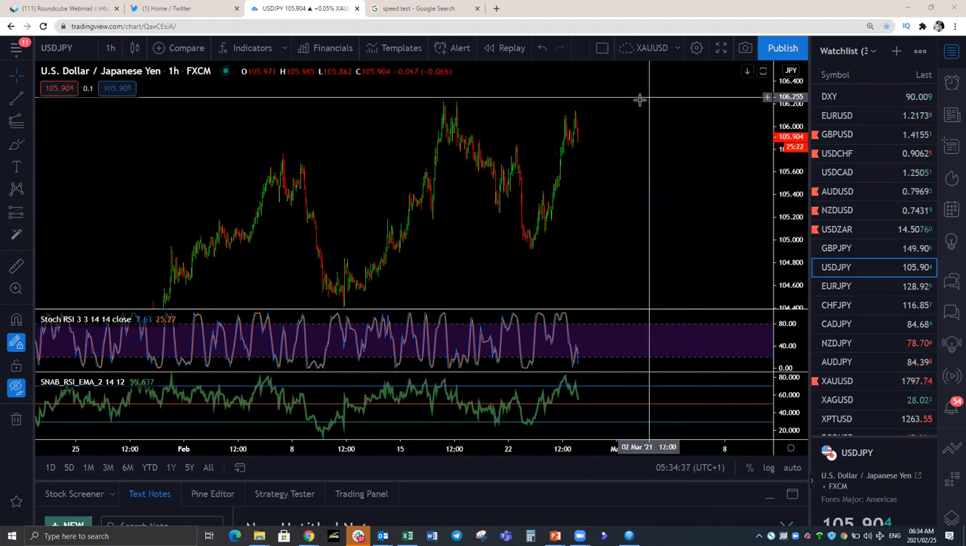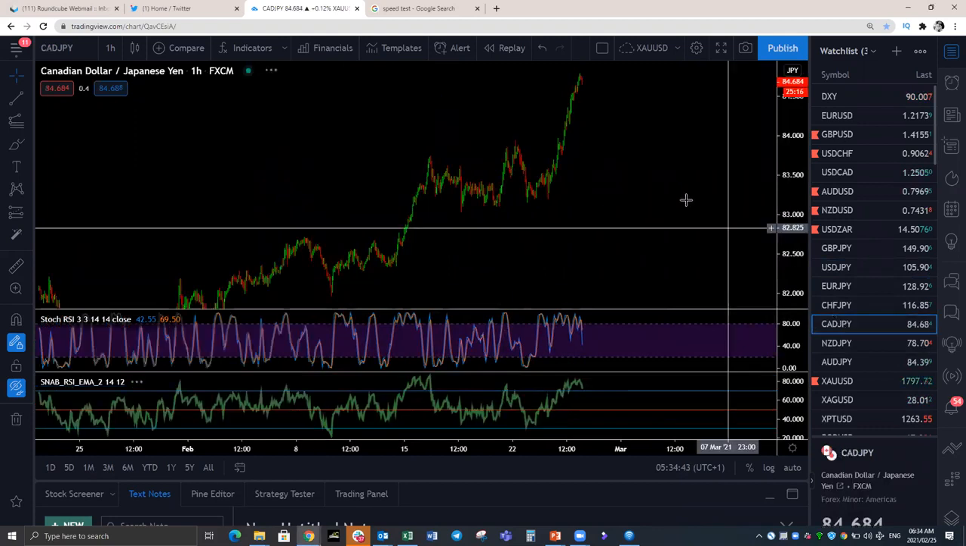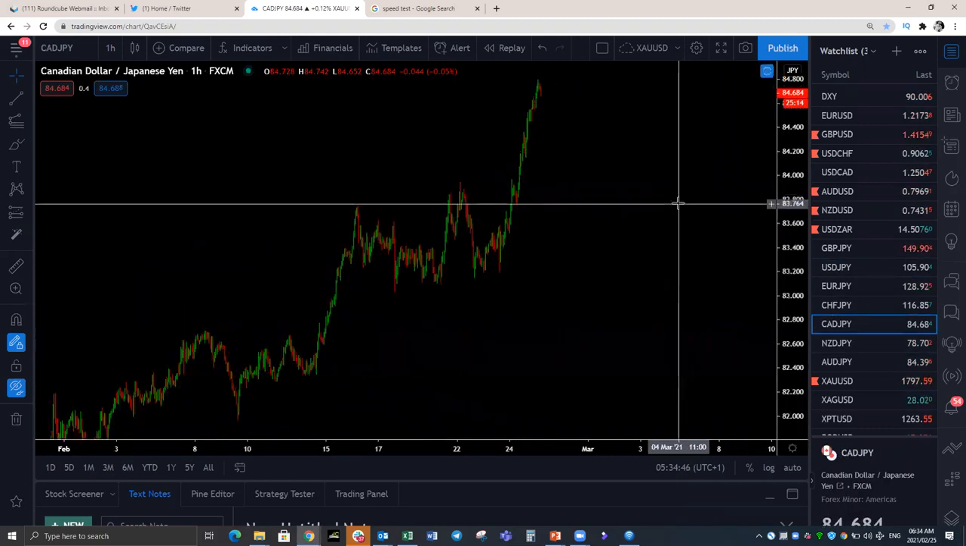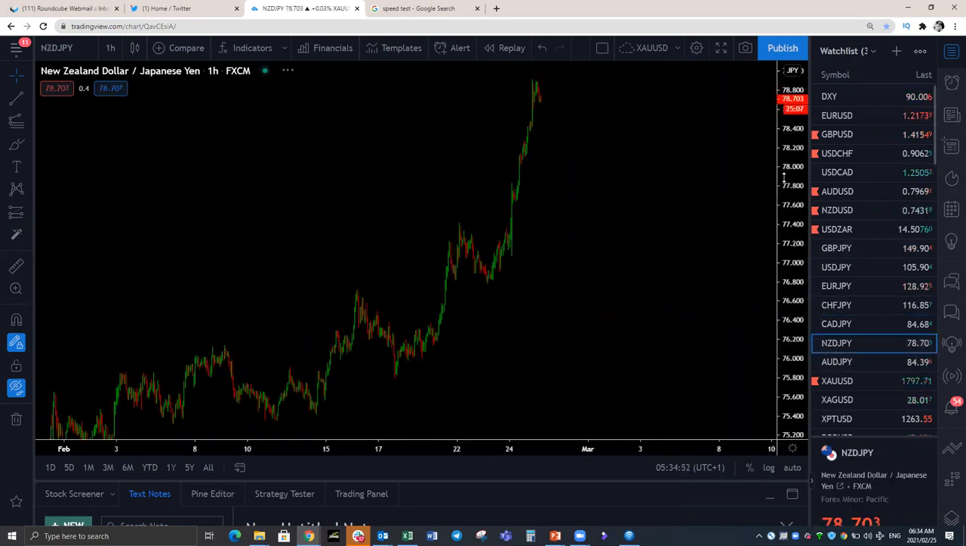All right, so that is US dollar yen, euro yen, we've already looked at, chief yen, we've already looked at, CAD yen, look for continuation to the upside. As you can see, it's just a parabolic move to the upside, no opportunity to enter the trend, there's no pullback, so wait for a pullback there.